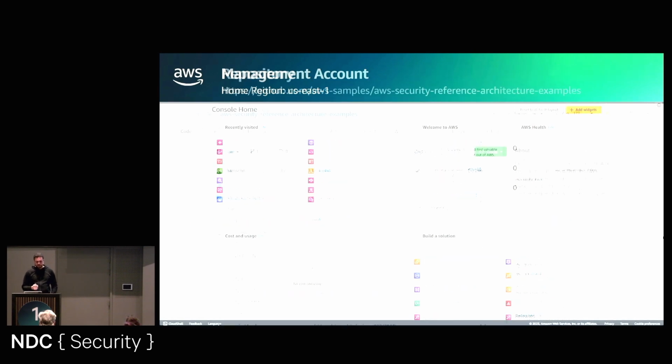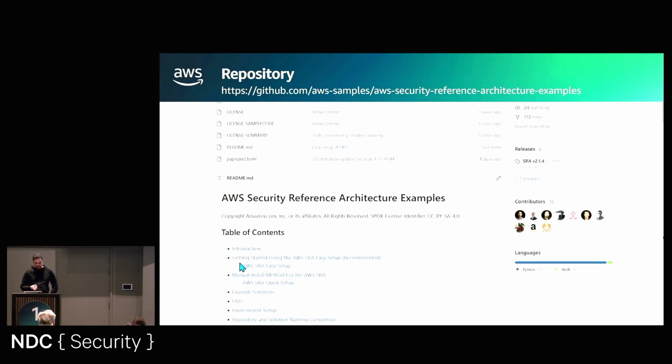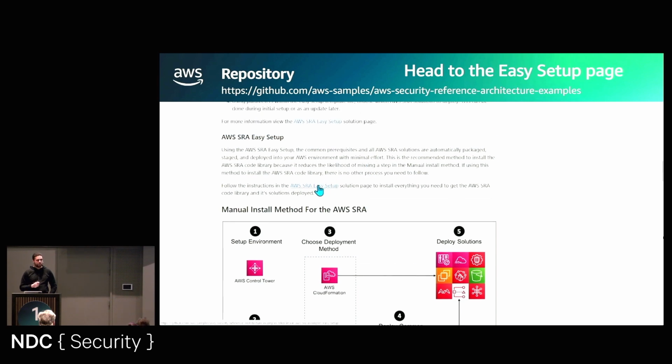So by moving to the AWS SRA GitHub repo, you can see in the table of contents that there is a section for AWS SRA Easy Setup, and from there you would see a hyperlink that can guide you for the AWS SRA Easy Setup directory.